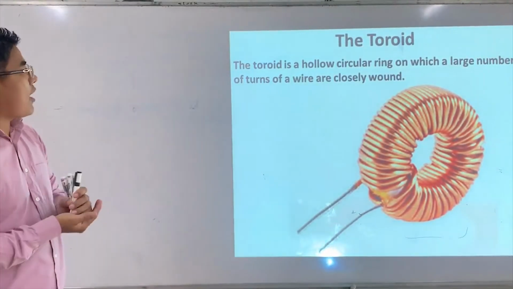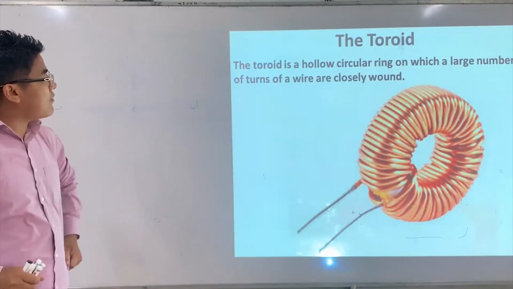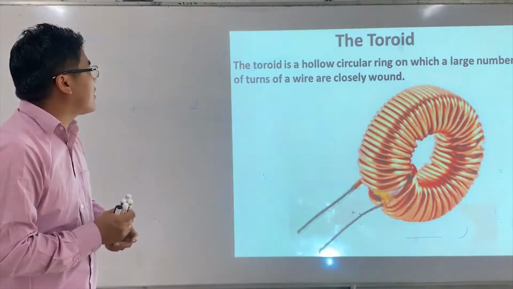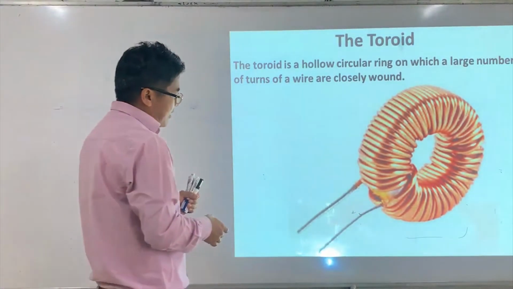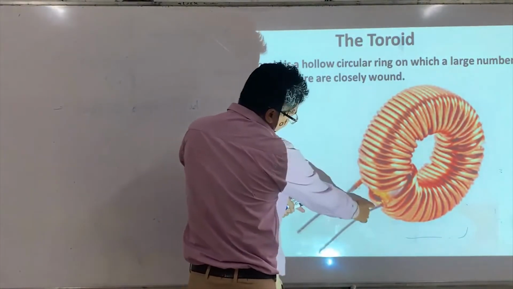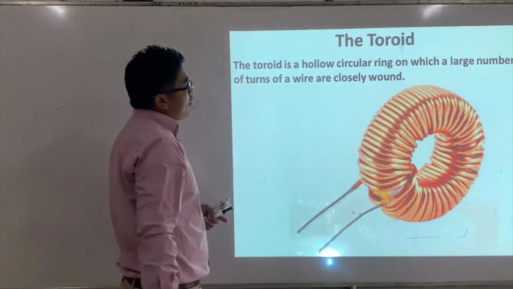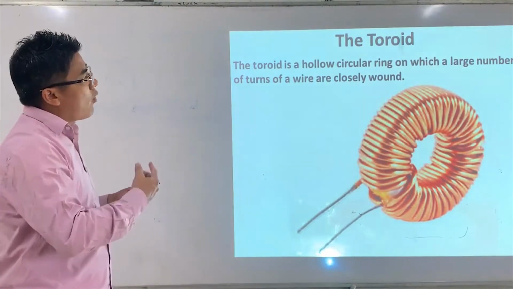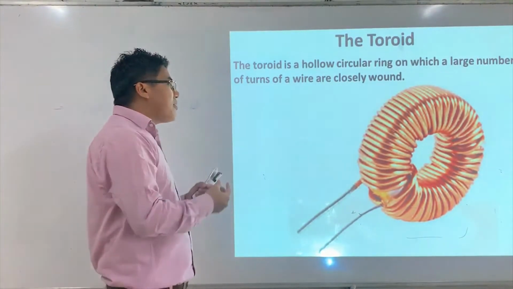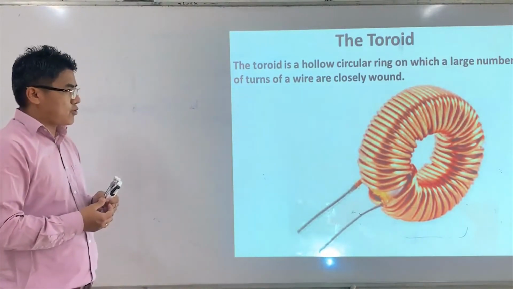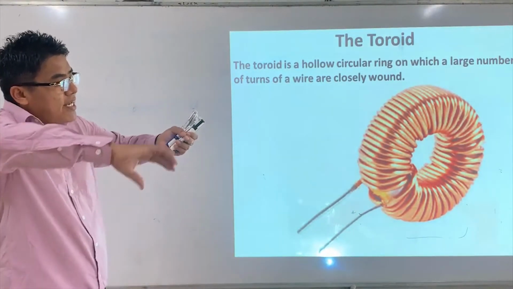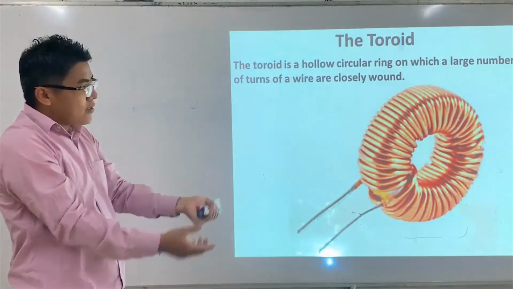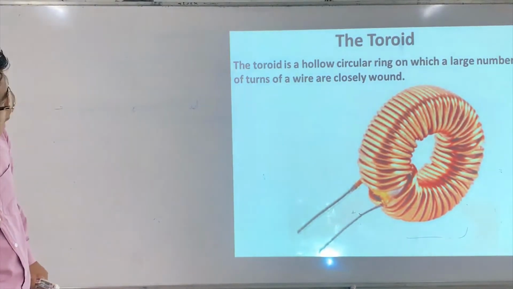So a toroid is defined as a hollow circular ring on which a large number of turns of wire are closely wound. Again, simple, right? This is one wire, this is another wire. I just wound a wire on a hollow circular ring where the neighboring wires are very, very close. So it is something like a solenoid whose two ends are joined, and what we get is what we call a toroid.